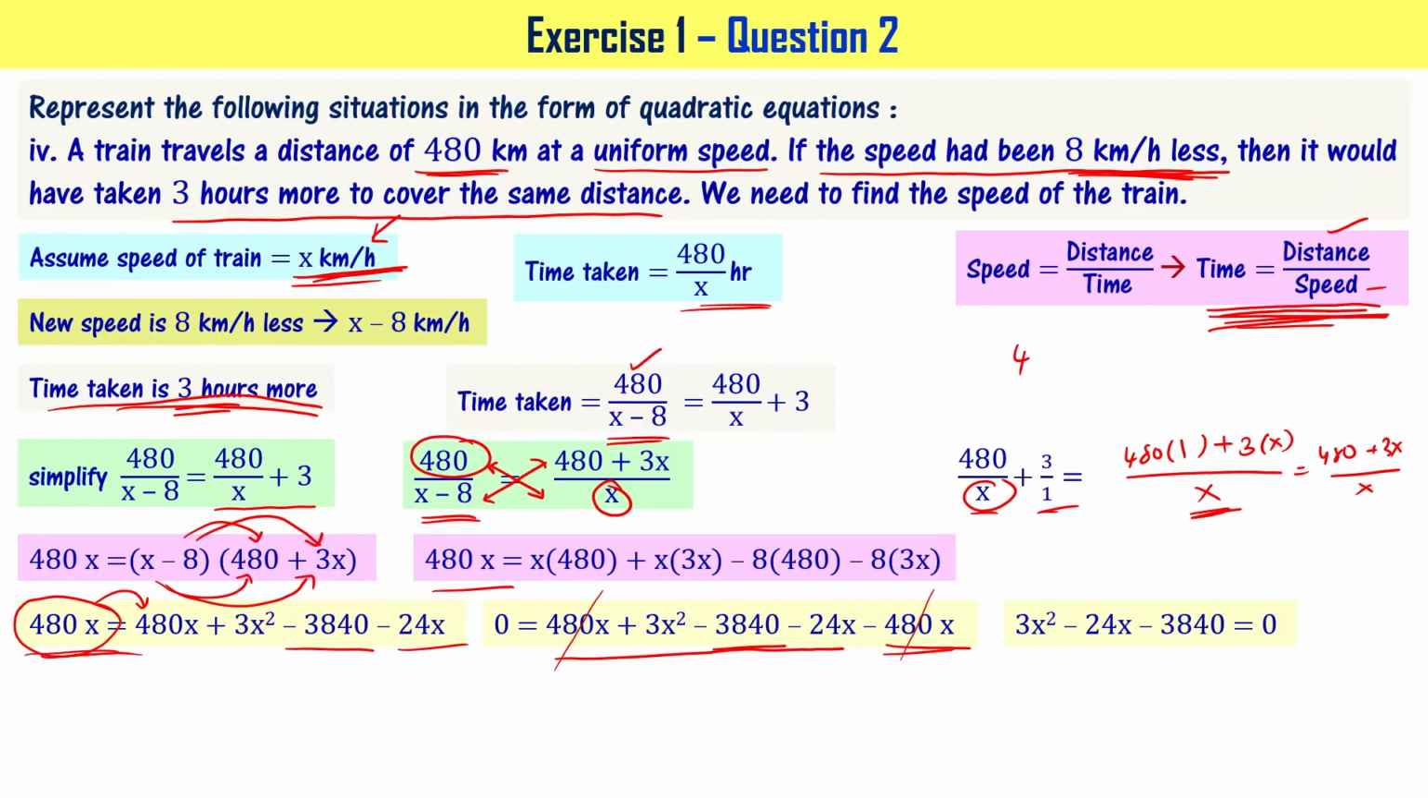Let me divide all these terms with number 3 so that I can write the equation as x square minus 8x minus 1280 equal to 0. This is in the form of ax square plus bx plus c equal to 0, right? For that reason, we say that this equation is a quadratic equation. What we have done, we are given a scenario and we have expressed that scenario in the form of quadratic equation, right? This is what we are asked to do.